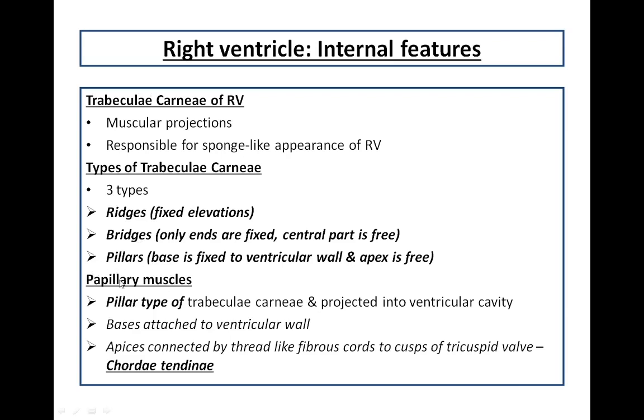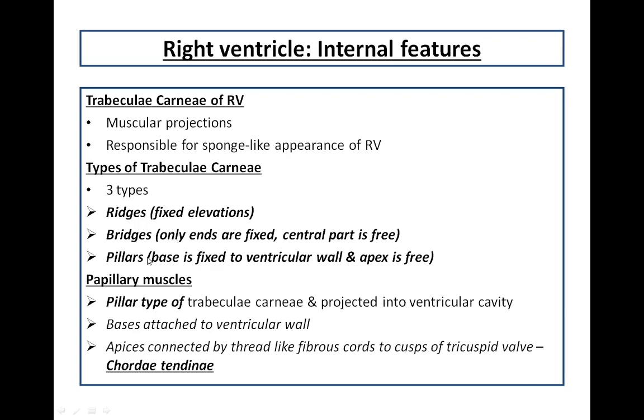Now, in the ventricle, we have the papillary muscles. What are papillary muscles? The muscle present inside the heart is called trabeculae carneae, and there are three types: ridge, bridge, pillar. Now we give a name to these pillar muscles: papillary muscle. So the papillary muscle is a pillar type of trabeculae carneae. What is trabeculae carneae? These are muscular projections. So don't get confused. Trabeculae carneae are the muscular projections inside the ventricle, and they are of three types: ridge, bridge, pillar.